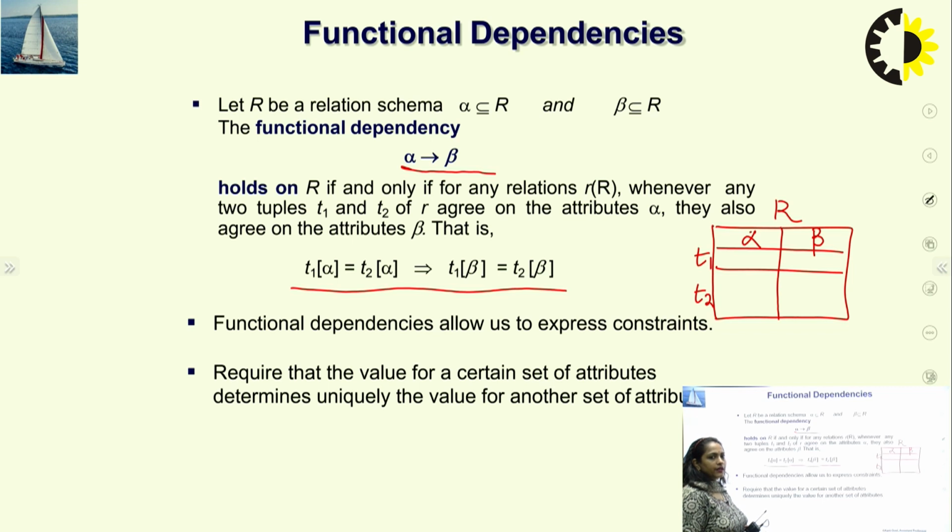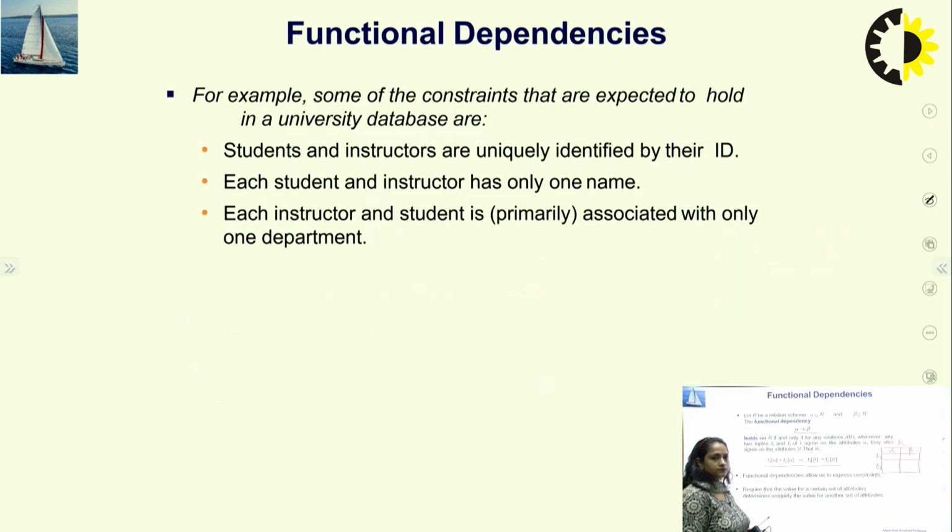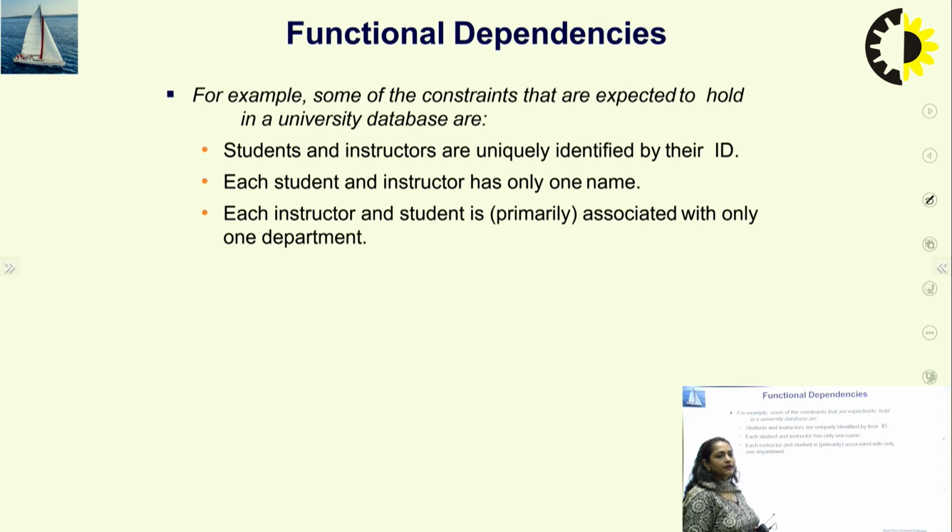And this FD, functional dependency, determines the unique value for another set of attributes. So for example, students and instructors are uniquely identified by their ID, identity. Each student and instructor has only one name, and each instructor and student is associated with primarily one department.